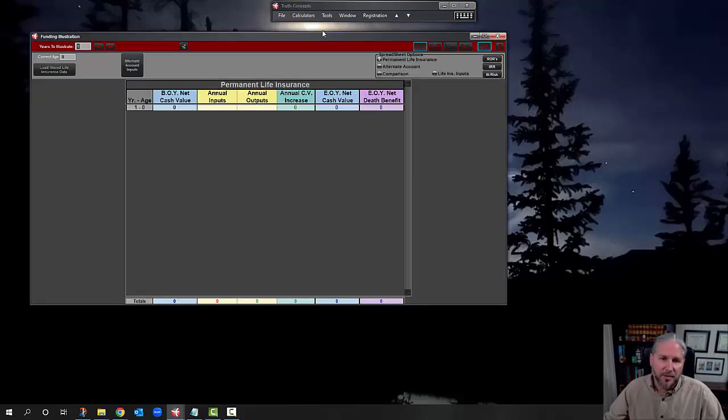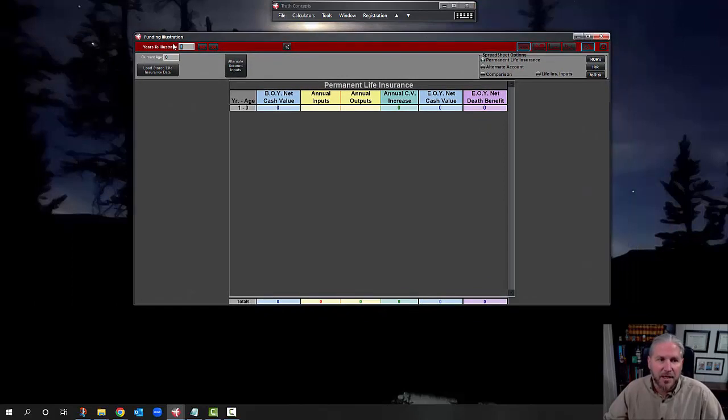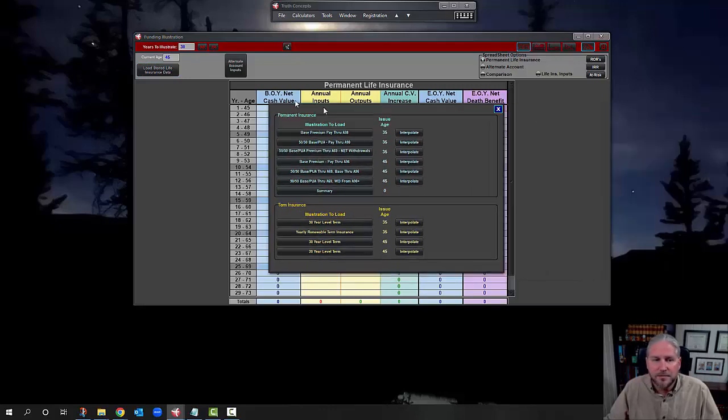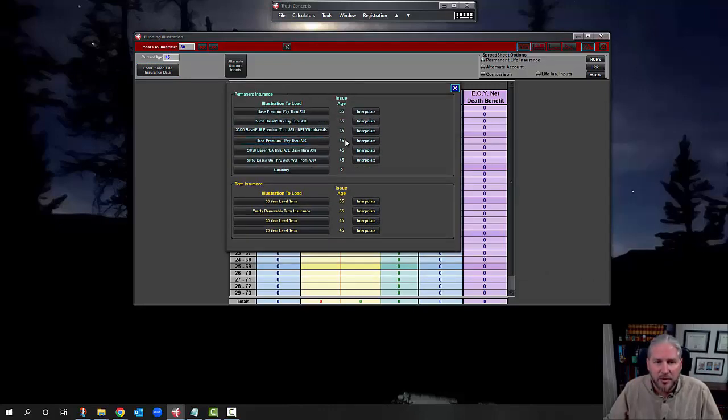So when we pull that up here, it's going to be blank, and we're going to illustrate for, say, 30 years. And we're going to start with, say, a 45-year-old who is getting a late start on saving for retirement, but they want to start saving pretty aggressively now. So what we're going to do is load our stored data, and we're going to look at our issue age here. The fourth one down here is issued at age 45, so we'll load that.